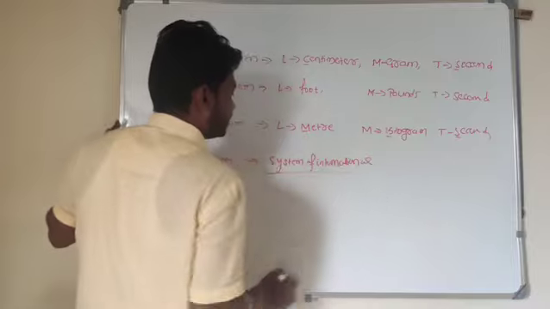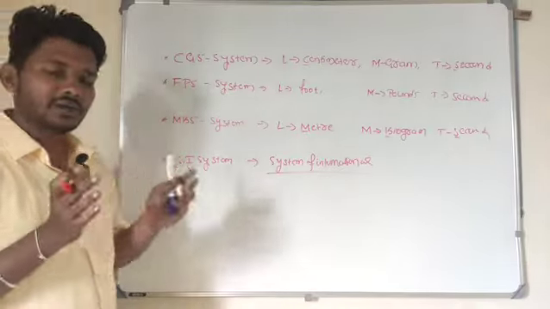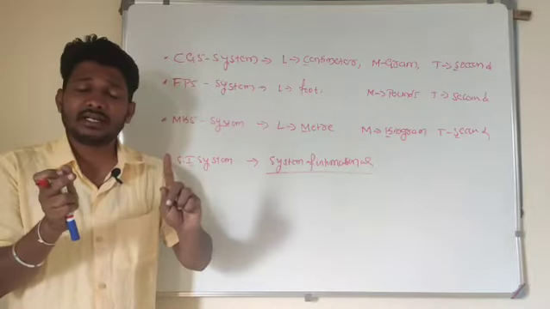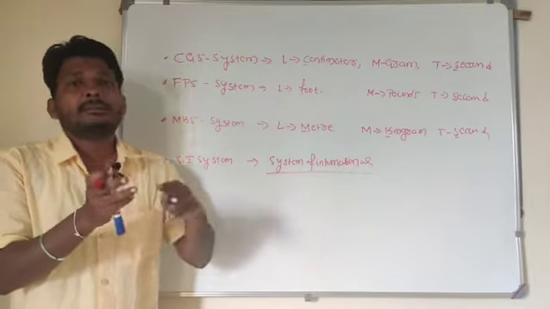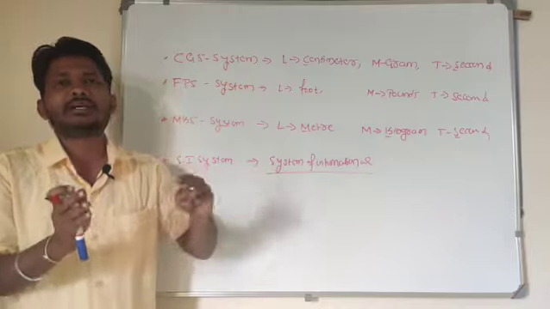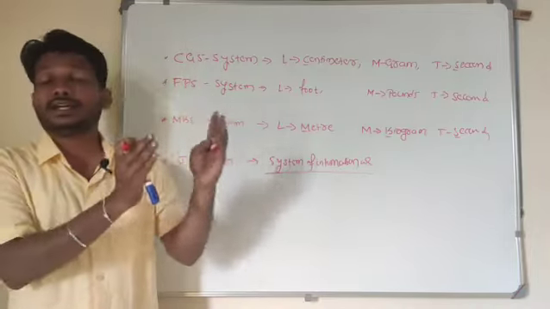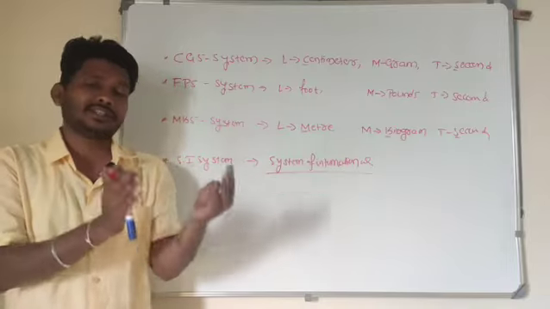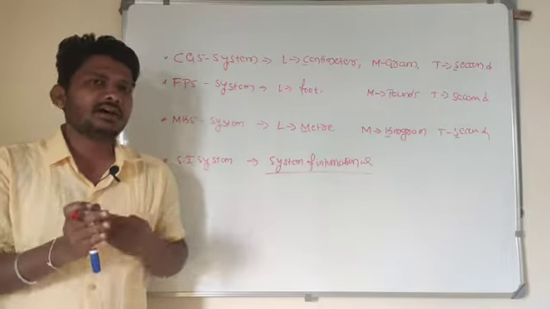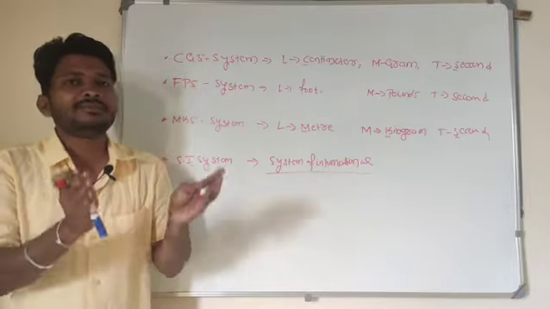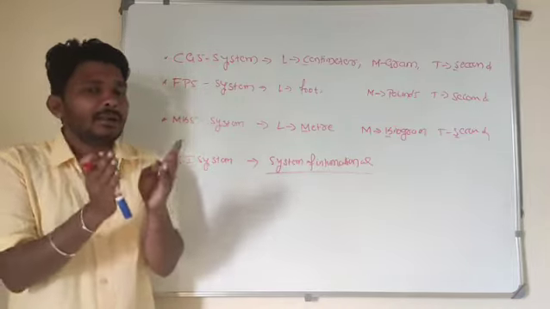In this international system, all together they come to one conclusion. Length is measured in terms of meter only, mass in terms of kg only, time in terms of second only, temperature in terms of Kelvin only, current in terms of ampere, amount of substance in terms of mole, and luminous intensity in terms of candela only. So they fix the measuring units.